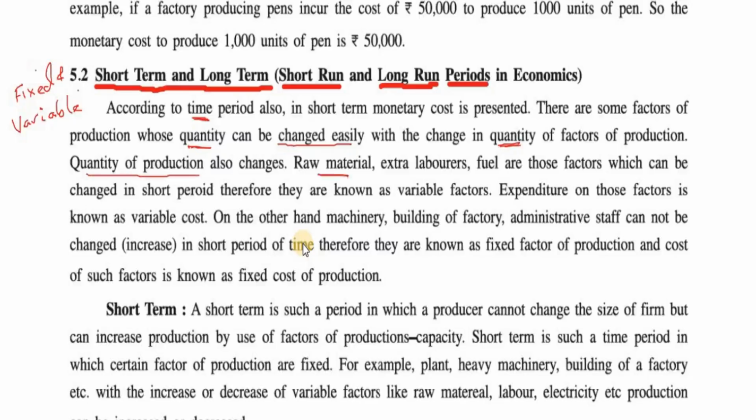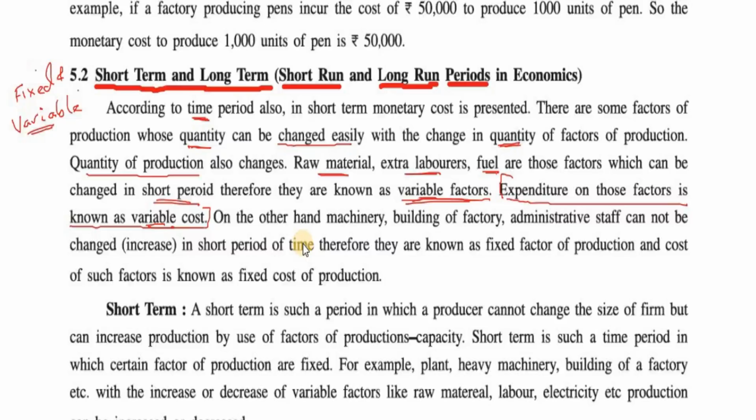So, raw material, extra laborers, fuel, are those factors which can be changed in short period. So they are called variable factors. See, variable means changeable, which can vary, which can change. So expenditure on these variable factors is known as variable cost, right? So we have first cost is variable cost.